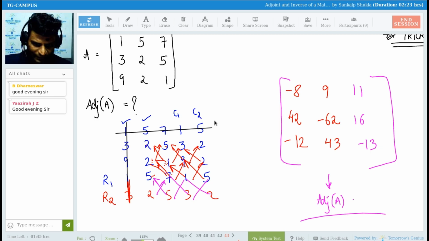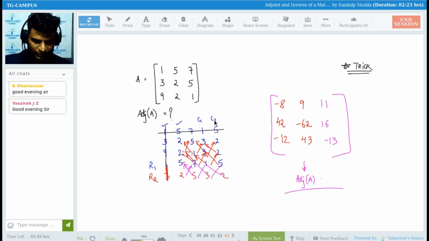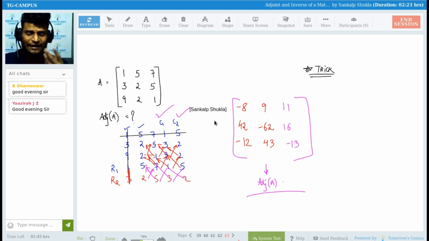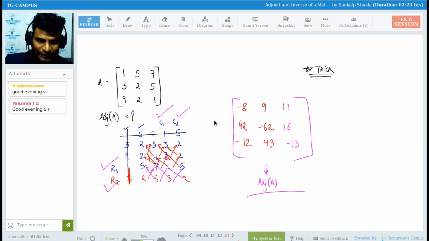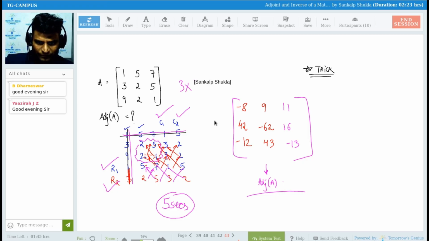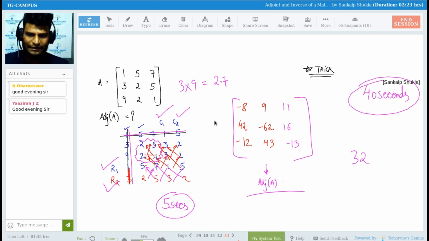Now we can also see the time complexity, how much time is saved when you apply this trick. Writing C1 and C2 two times will hardly take you 2 seconds, and writing R1 and R2 will hardly take 2 seconds. Crossing out the first row and first column, the total time is 5 seconds for that. One such operation, like 2 into 1 minus 5 into 2, that is minus 8, let us suppose takes 3 seconds. So 3 into 9 is 27 seconds. So 27 plus 5 is 32, and I'll give you 8 seconds more, 40 seconds. So you can find the adjoint of a matrix in 40 seconds.